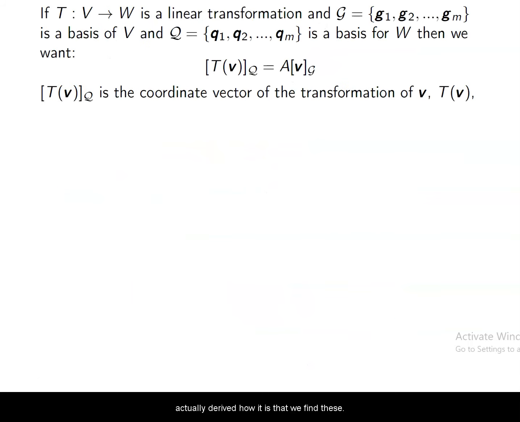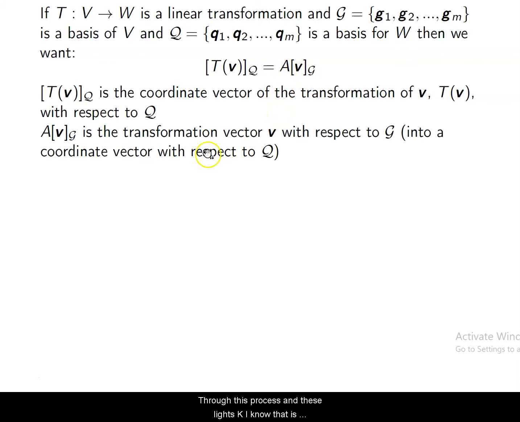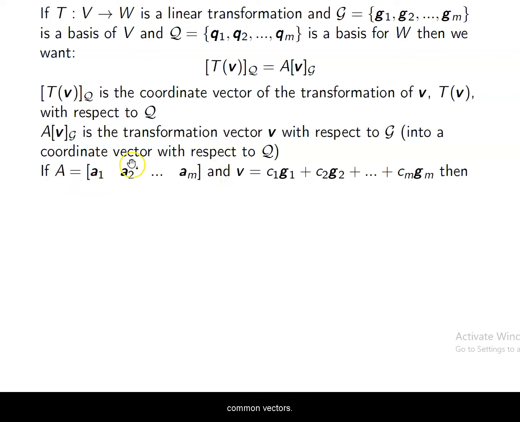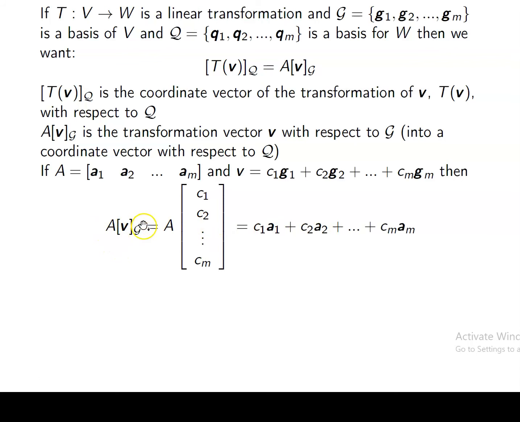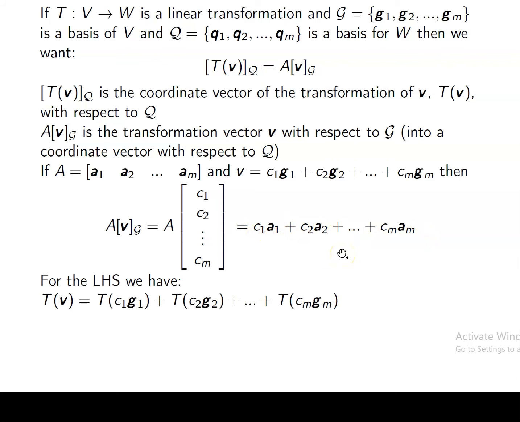So we actually derived how we find this matrix A through this process in these slides. Okay, I know that A is column vectors, right? I know how to transform and how to find A. It's C1 times each of these A1, A2, etc.